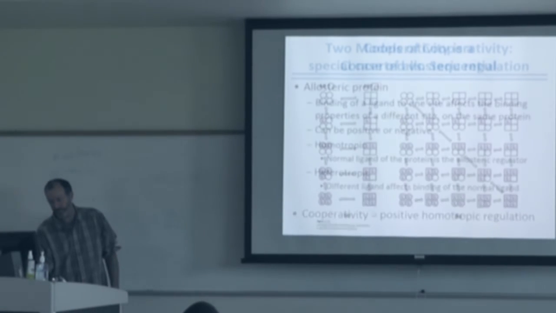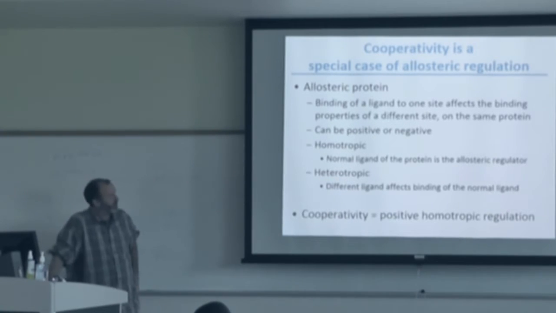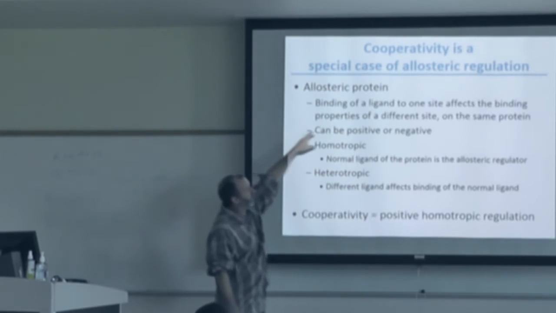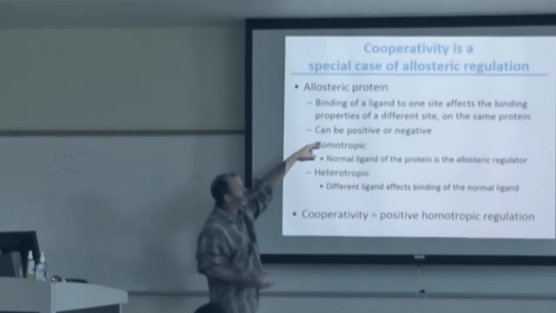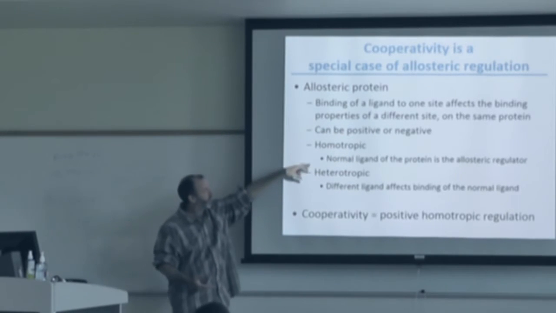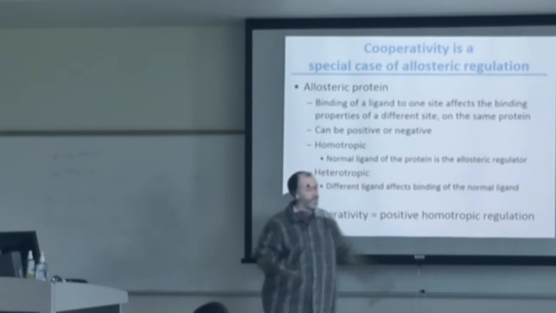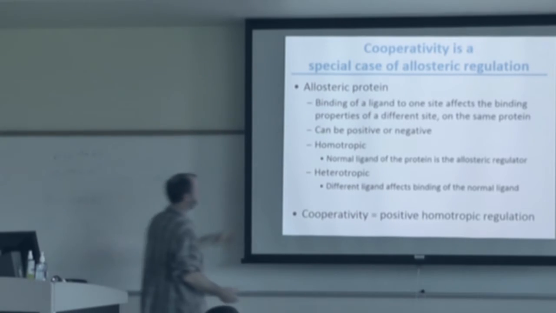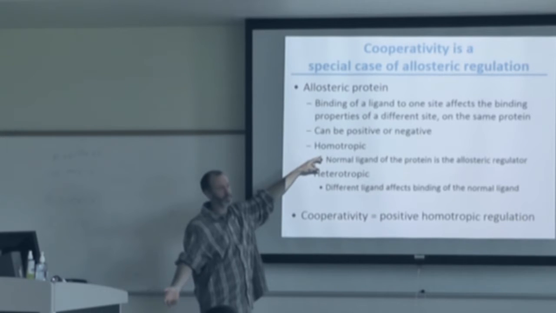Two different models. Cooperativity is a special case of allosteric regulation. I love allosterism. So allosteric proteins, you have binding of a ligand at one site that affects the binding properties of a different site on the same protein. It can be positive or negative. Homotropic is when the normal ligand of the protein is an allosteric regulator, and we see that with hemoglobin. Oxygen is a homotropic allosteric regulator of hemoglobin.